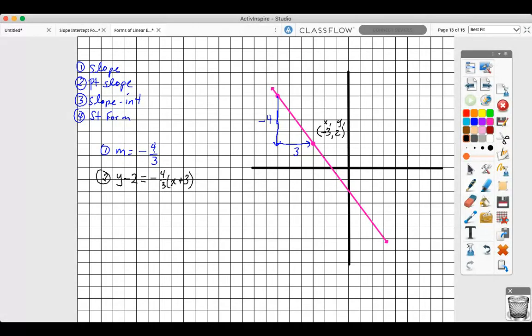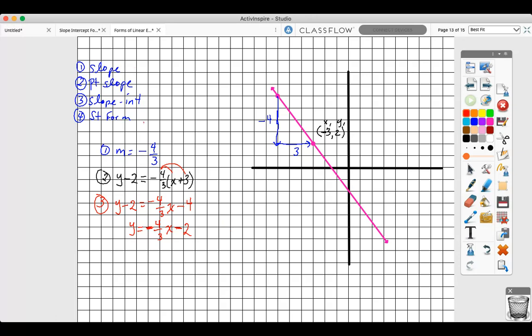And the way that we do that is we distribute that -4/3. So we get y minus 2 equals -4/3 x. -4/3 times +3 is going to give you a -4. We're not done yet because we still have to solve for y. So we add 2 to both sides. We get y equals -4/3 x minus 2 when you add 2 to both sides. So now we have it in slope intercept form.